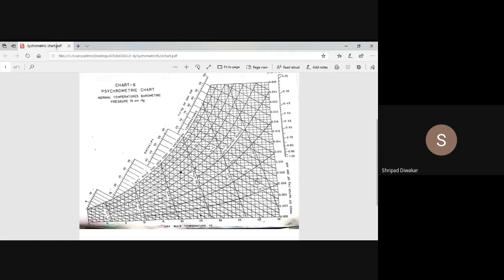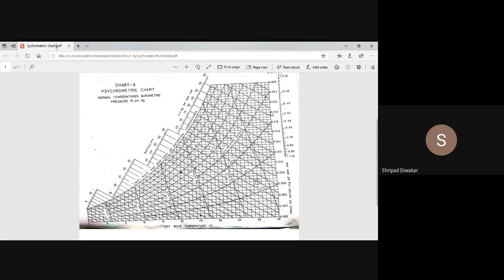So remember, suppose I have a DPT of 25, for example 25. Where is that 25? Here, 25. You can take this 25, move up like this, and see where it cuts your saturation curve. So you are taking the DPT in the horizontal direction, that is called DPT, and the specific humidity is 0.02.